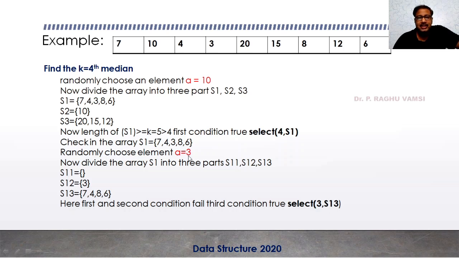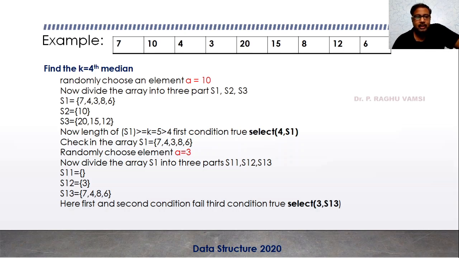Elements that are less than the randomly chosen element will be placed in S11. Elements that are greater than the randomly chosen element will be placed in S13. In this list there is no element which is less than 3, so S11 is empty. The randomly chosen element will be placed in S12, that is 3. The elements that are greater than the randomly chosen element go in S13, that is 7, 4, 8, 6.